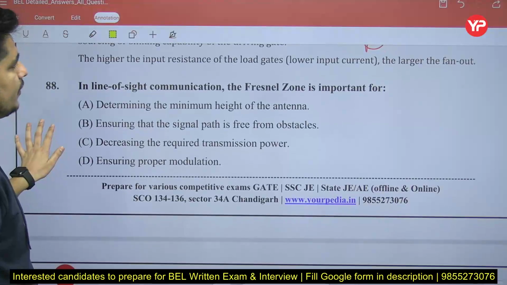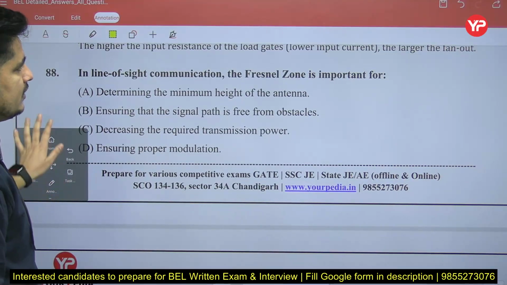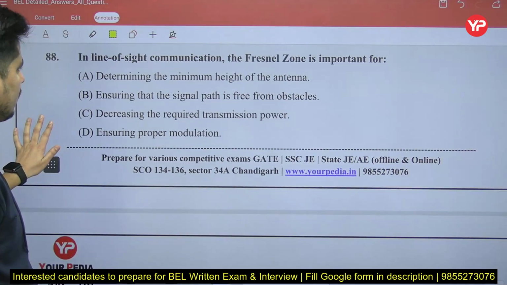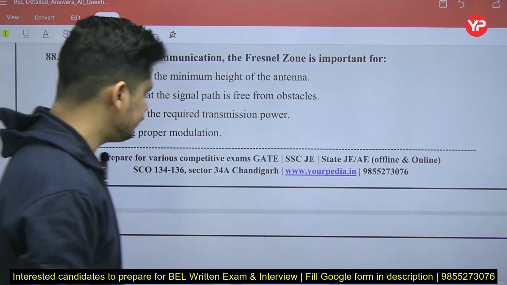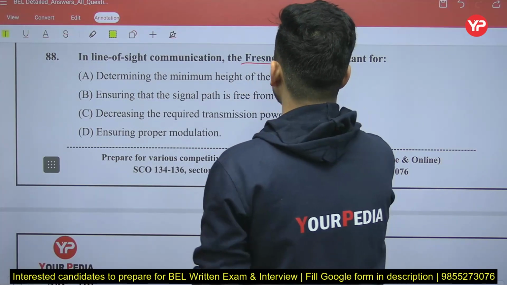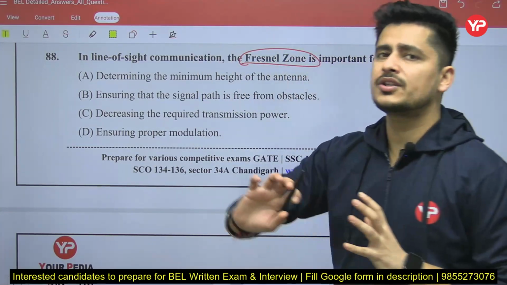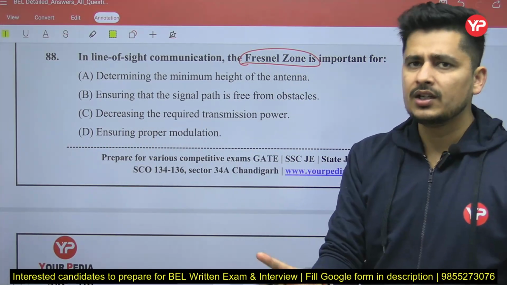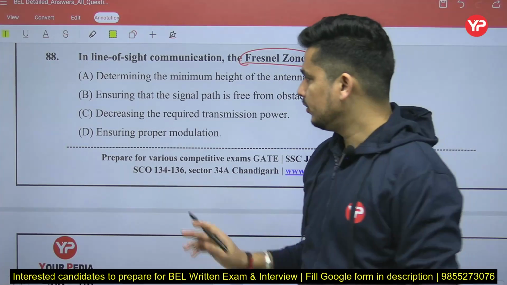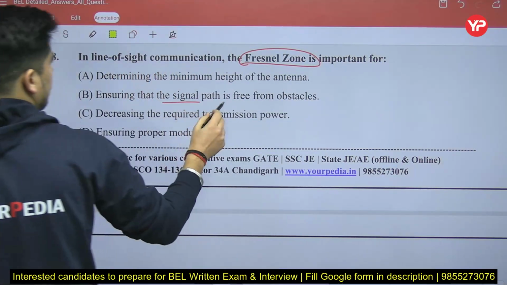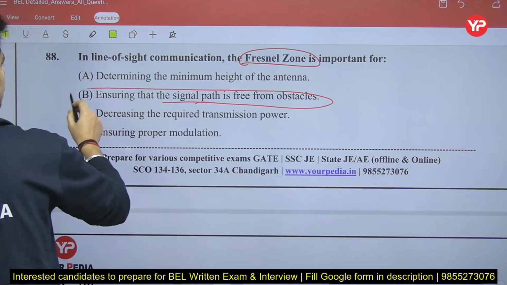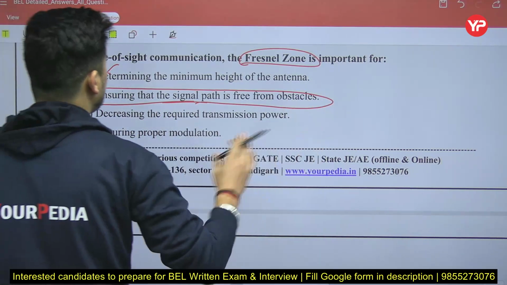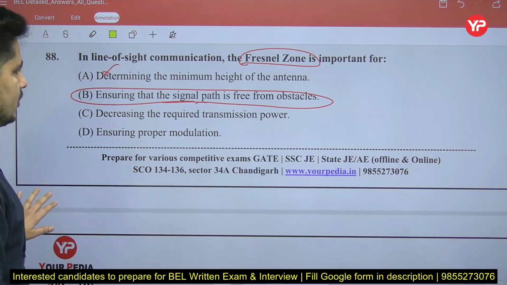The line of sight of communication, the Fresnel zone is important for determining... basically Fresnel zone means there is no obstacle between the line of sight of communication. If there is an obstacle, then it will not be a Fresnel zone. So we can say it ensures that the signal path is free from obstacles. Determine the height? No. It will determine that there is no obstacle between the line of sight of communication inside the path.